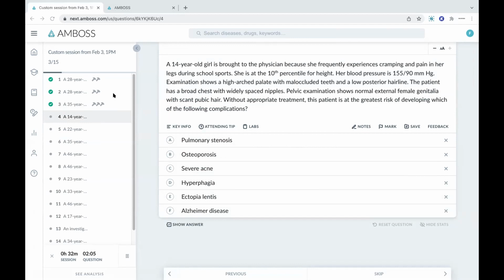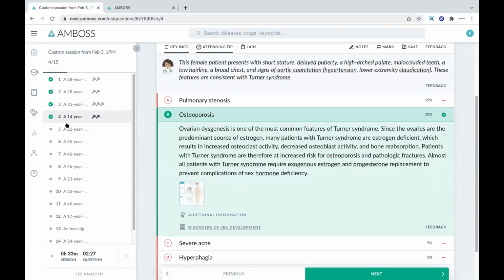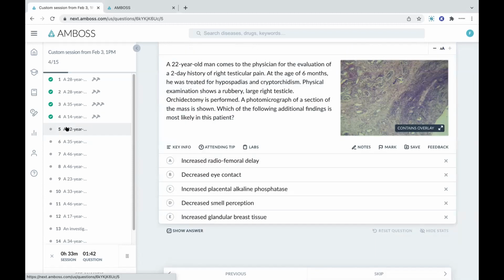Over here, it's a girl, cramping, abdominal pain, blood pressure is high, high arch palate with maloccluded teeth, broad chest. Okay, so this is a child of Turner syndrome. Without appropriate treatment, the patient is at greatest risk of which one? In Turner syndrome, we have low estrogen level. Estrogen level is really low. So over here, for low estrogen level, which one will we get? Osteoporosis. Very good. Very easy.